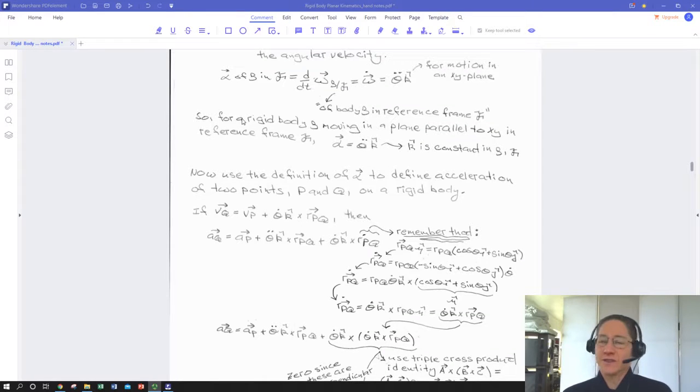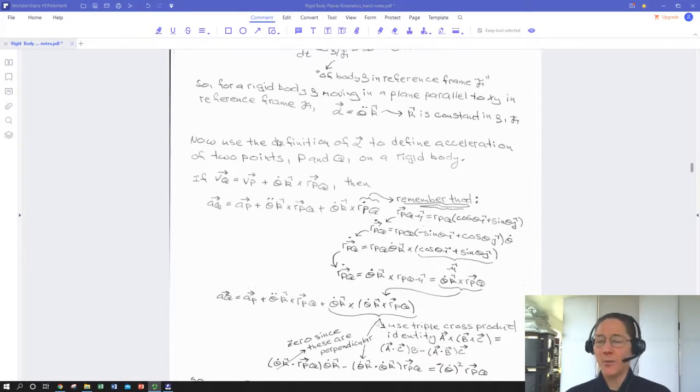So, just to kind of read the slides here and get the ideas in our head, if we've got a rigid body B moving in a plane parallel to xy, so it can be the xy plane at z equals 0, at z equals 1, at wherever, but it's moving in an xy parallel plane in reference frame F. So we're referencing the motion to frame F. The angular acceleration of body B with respect to reference frame F is the second time derivative of its angular position in reference frame F, pointing in the vector normal direction.